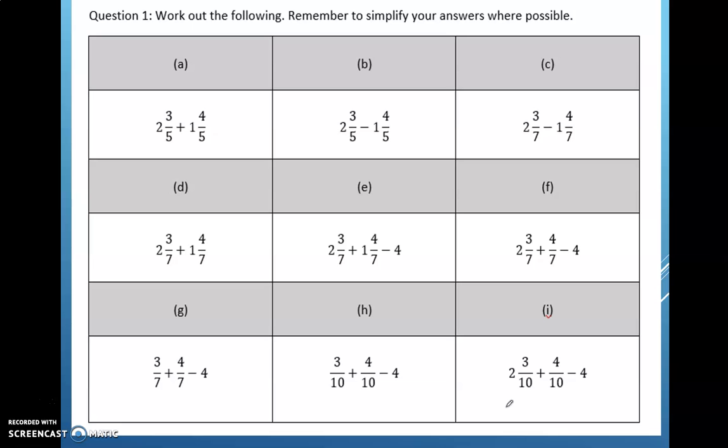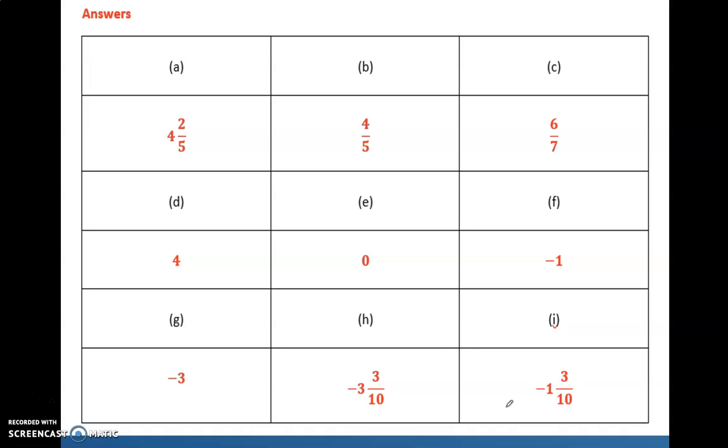Here we go, here's the first set of questions. If you can pause the video now and take 5 minutes to try and solve these additions and subtractions when the denominators are the same. Okay, and here are the answers for that first one. Make sure you're correcting your answers. Make sure you're ticking the ones that you've got correct.